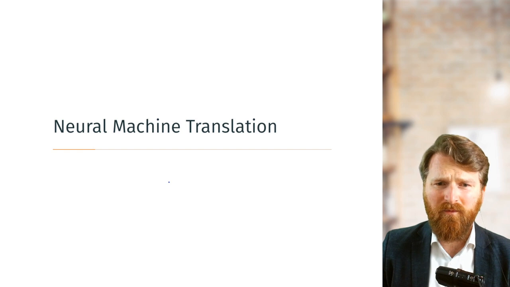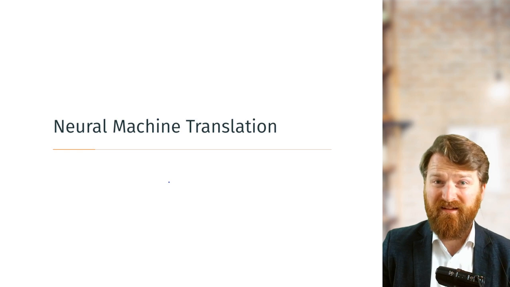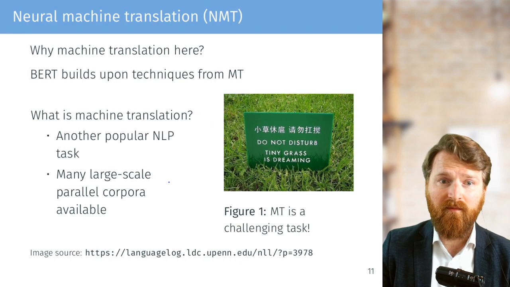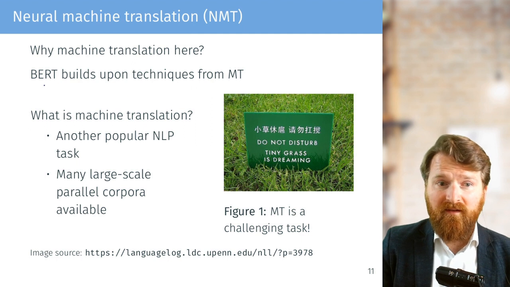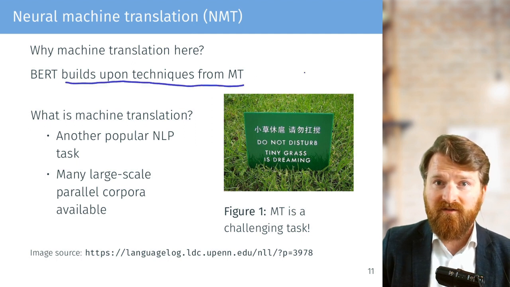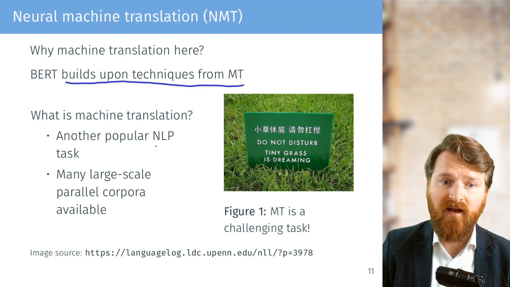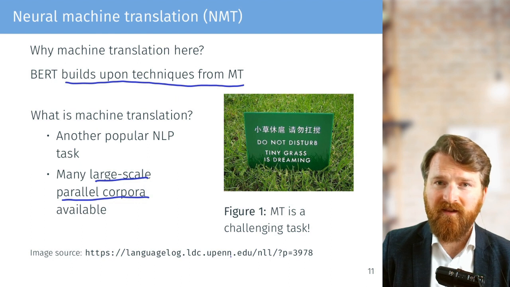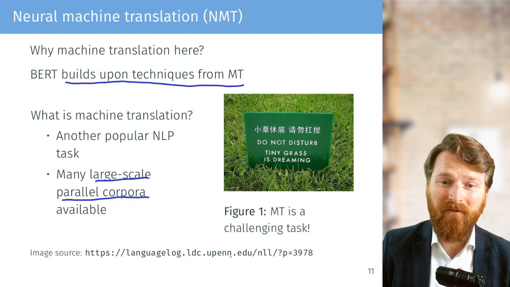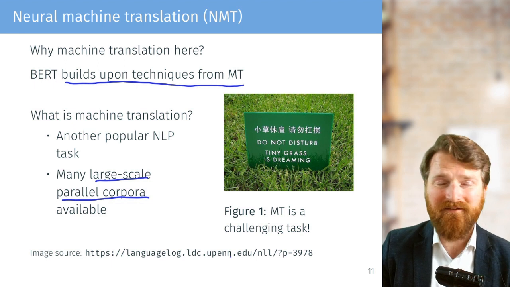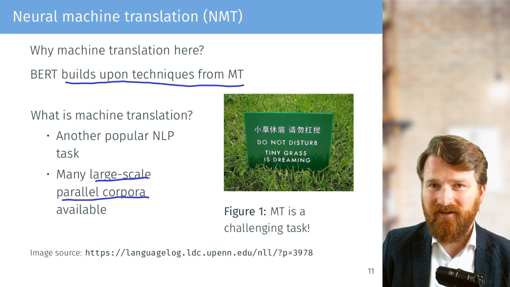And you might be wondering, what does neural machine translation have to do with the BERT model, which is just for classification or these tasks we're talking about? The point is, BERT actually builds upon techniques from machine translation quite a lot. And what is machine translation? It's yet another popular task in NLP, and there are many quite large-scale parallel corpora available. I'm pretty sure everybody knows machine translation from Google Translate, which is using neural approaches to machine translation. And as you might see here, it's a challenging task.